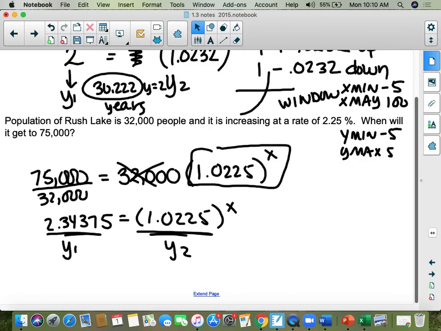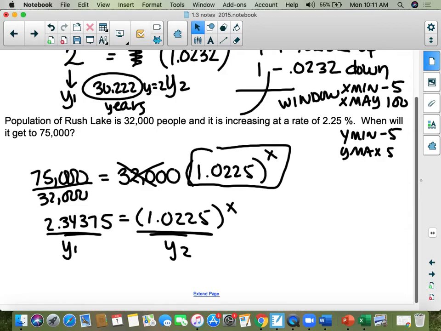If you don't like your graph, you can always change your window. The windows are your x values and your y values. If you don't want to use your window, you can play around with your zoom button. You can zoom in and you can zoom out. Let's just hit the zoom button. And you just see under number 2 it says zoom in, number 3 it says zoom out. 6 is really important. It's called Z standard.